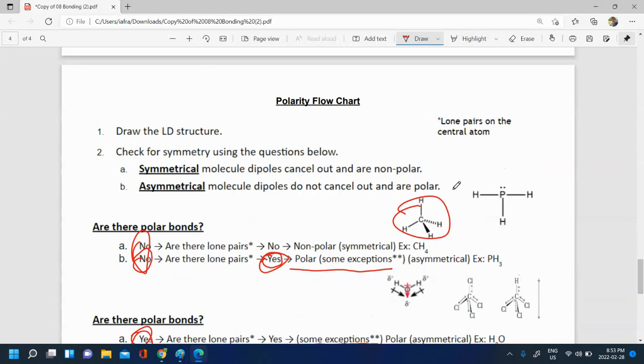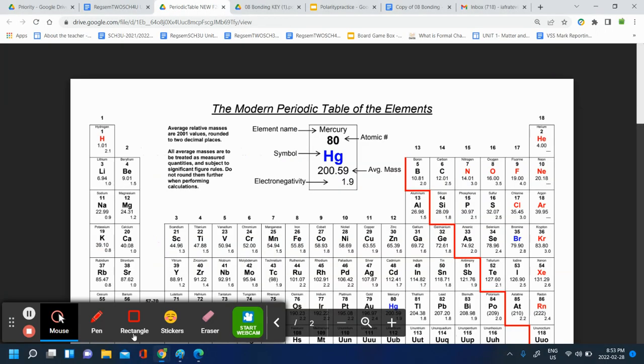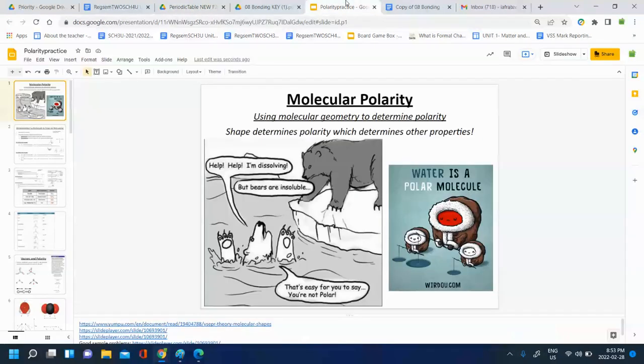If it's symmetrical, dipoles cancel out and you're nonpolar. If it's asymmetrical, dipoles do not cancel out and you're considered polar. A great way to understand this concept is by taking a look at the visuals that we have listed for us over here. So let's go take a look at them.